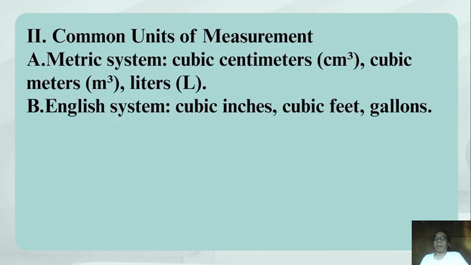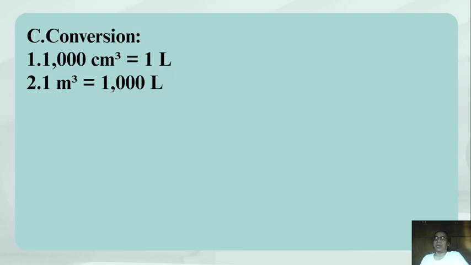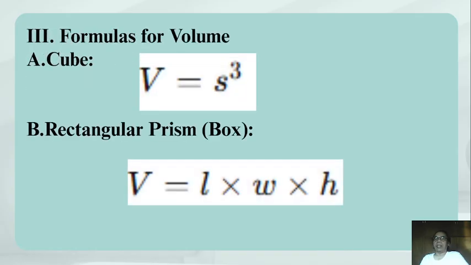Common units of measurement. In the metric system, cubic meters, cubic centimeters, liter. In the English system, cubic inches, cubic feet, gallons. Conversion. 1,000 cubic meters is equal to 1 liter, and 1 cubic meter is equal to 1,000 liters.